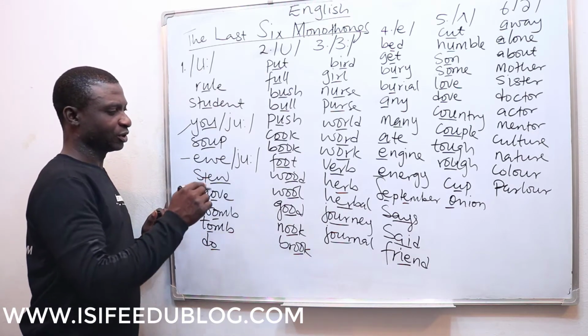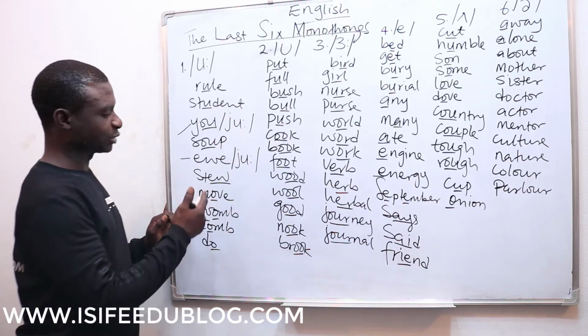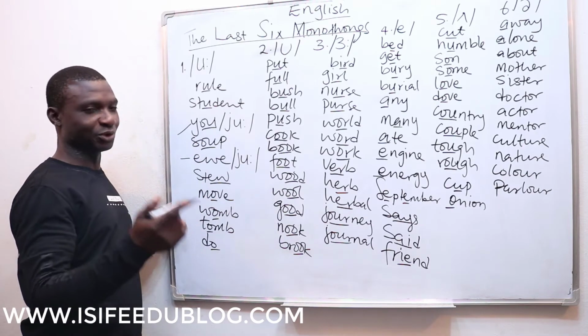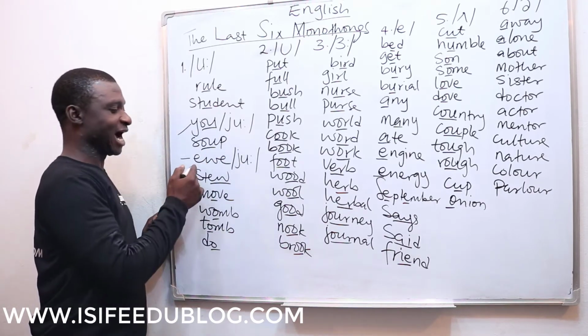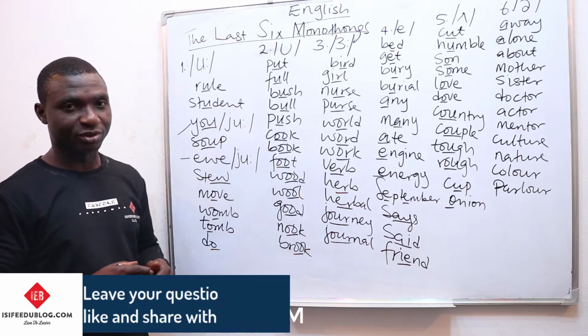A ewe is a female sheep. In Igbo, we say Aturu. Aturu is ewe. Y-O-U is also you. So you are you, and a female sheep is also a ewe.